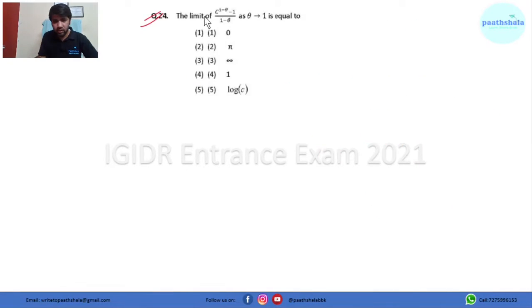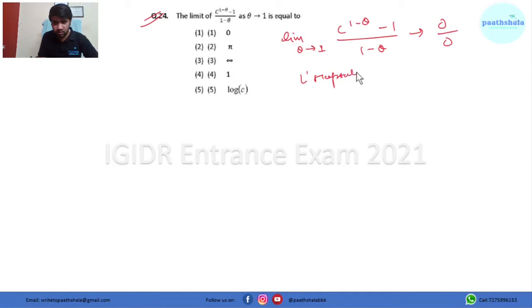Okay, here it is asking to find the limit as theta tends to 1 of (c^(1 - theta) - 1) / (1 - theta). If you put the limit 1 here, this will become 0 by 0, which is an indeterminate form. So we have to apply L'Hopital's rule.